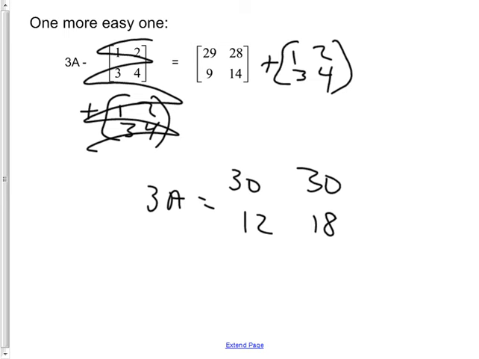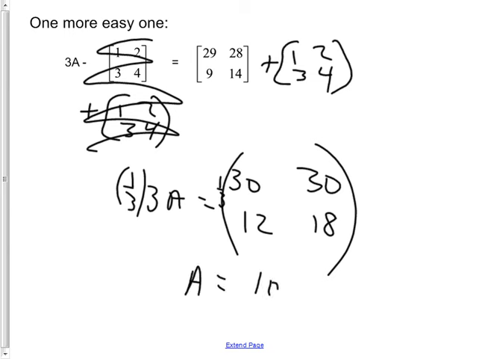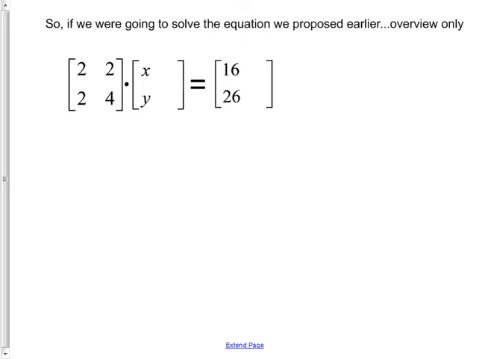Judging by the tremendous number of yups, you guys knew what to do. You multiply by 1/3 on both sides, and that means you're taking 1/3 of each number. That would be 10, 10, 4, and 6. 10, 10, 4, 6. Raise your hand if you had that one right. That's almost everybody.